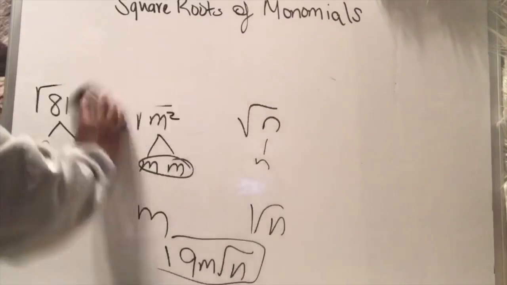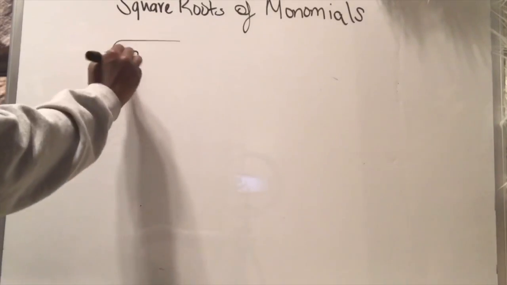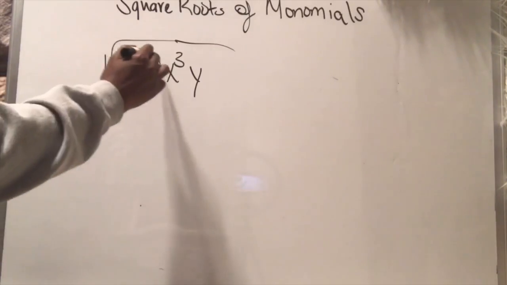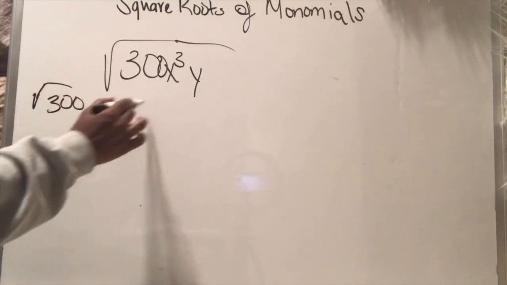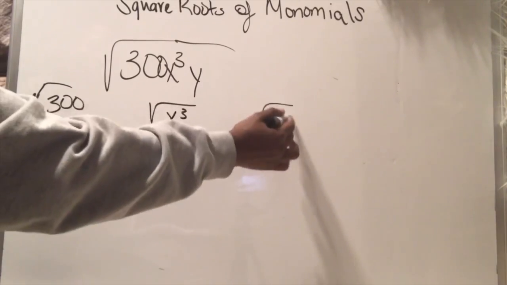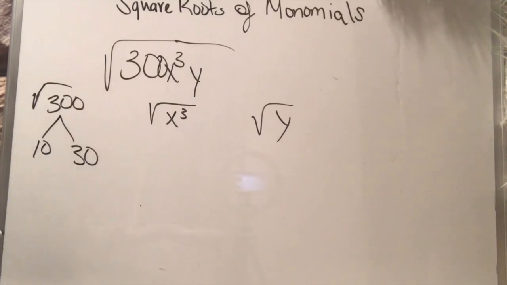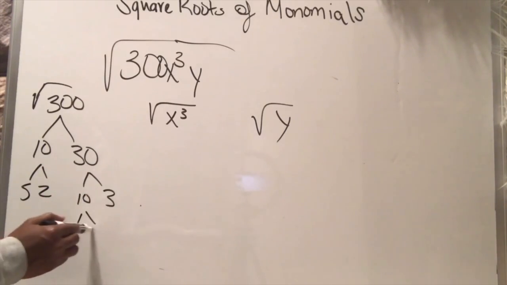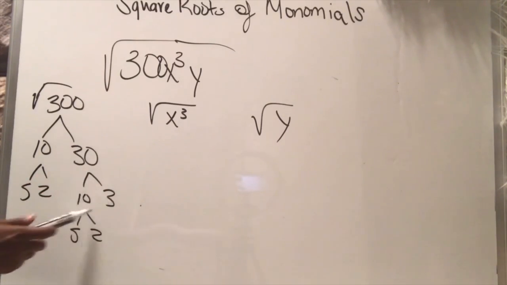So now try this one with me. Square root of 300x cubed y. Alright? Oh, that's supposed to be 300. So the square root of 300, the square root of x cubed, and the square root of y. That's 10 times 30, my bad. That's 5 times 2. That's 10 times 3. That's 5 times 2. I'm finding my prime factorization. So 10 is 5 times 2. 30 is 10 times 3, but this can be broken again, so it's 5 times 2.